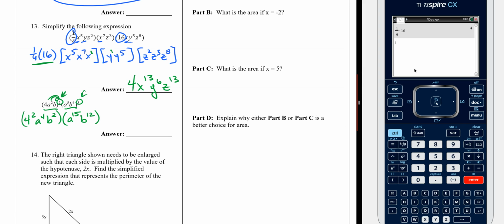And then we just multiply through again. So 4 squared is 16. A to the 4th times a to the 15th, that's going to be a to the 19th. And b squared and b to the 12th is b to the 14th.